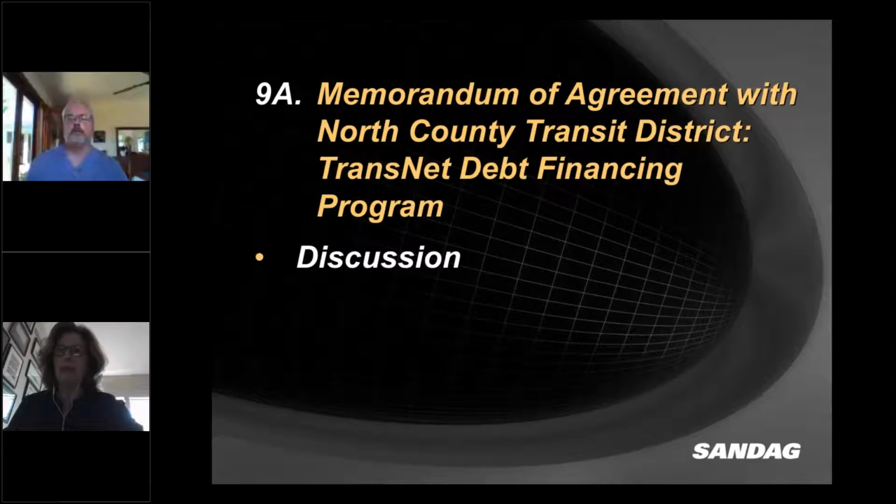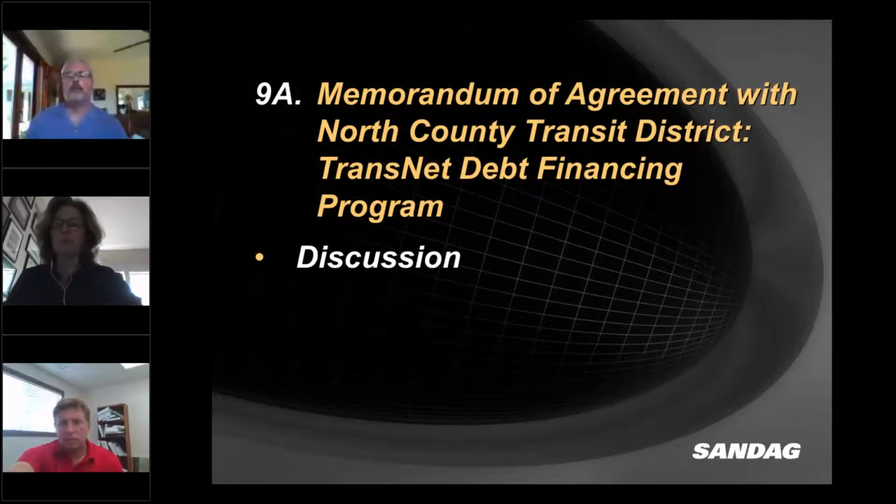Just by way of some background on item 9A, since 1995, NCTD has operated the Coaster or Coast Express Rail service between Oceanside and downtown San Diego, including 8 stops along the way. The Coaster service is part of the major corridor program in TransNet, and there are 2 components. There's a capital component and an operations component.